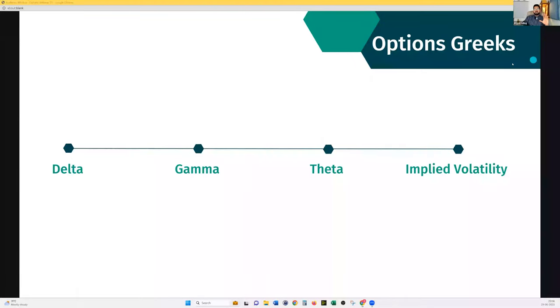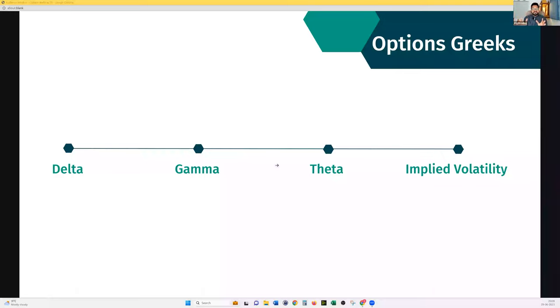Whenever it comes to options premium or options trading, many people used to say delta, gamma, theta, implied volatility. It is very clear that we have many things like delta, gamma, theta, implied volatility, but those things are literally very hard to understand. So on that aspect, I'm going to make it very simple. Even a school kid can understand delta, gamma, theta, and implied volatility.